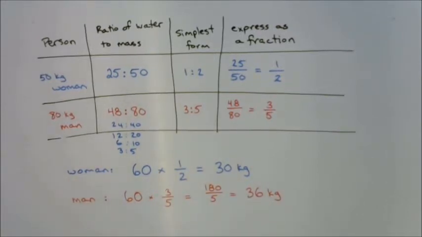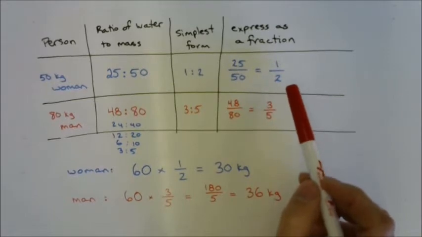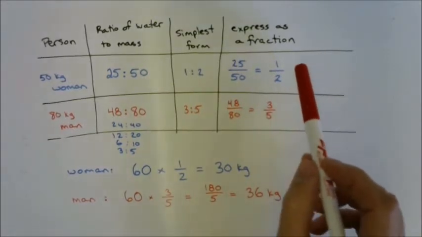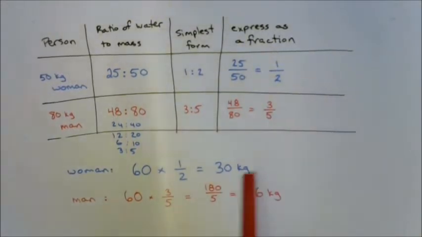Okay? So all we did was we found a ratio that relates water to mass. We converted it to a fraction. And now we could do this for any man, any woman in the whole world. Tell us your weight. We can tell you how much water approximately is in your body. Okay? Does that make sense? For a woman, you cut it in half. For a man, it's 3/5. I don't know how true that is, but that's what our example is.